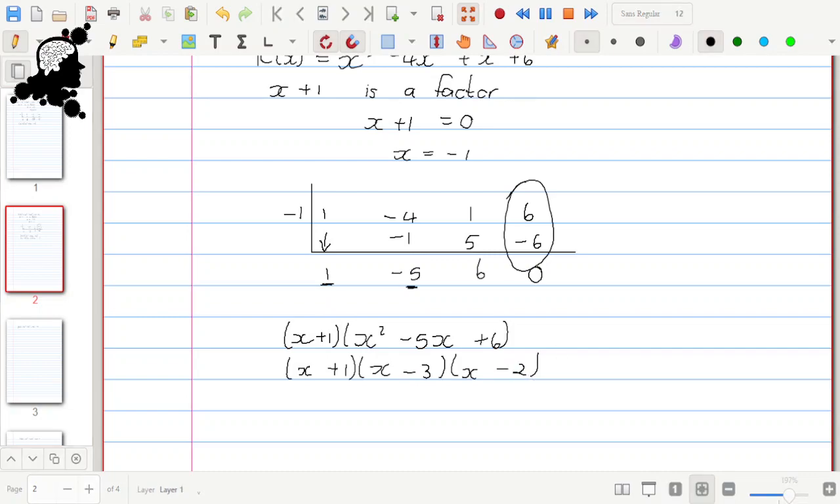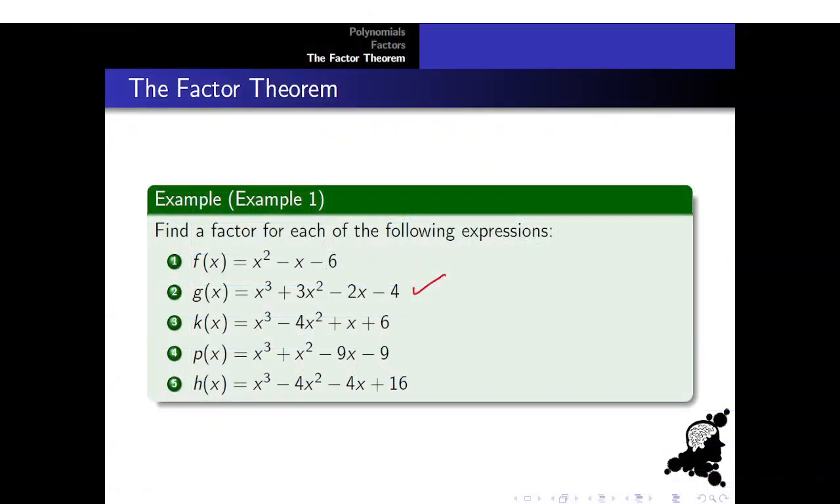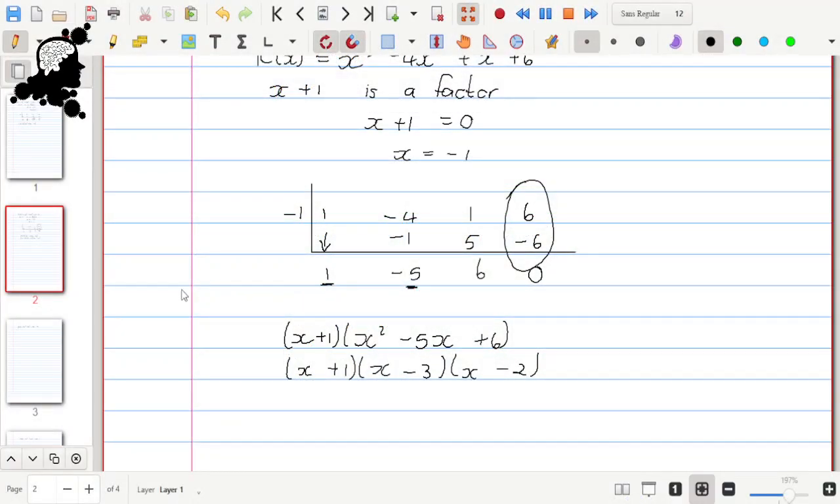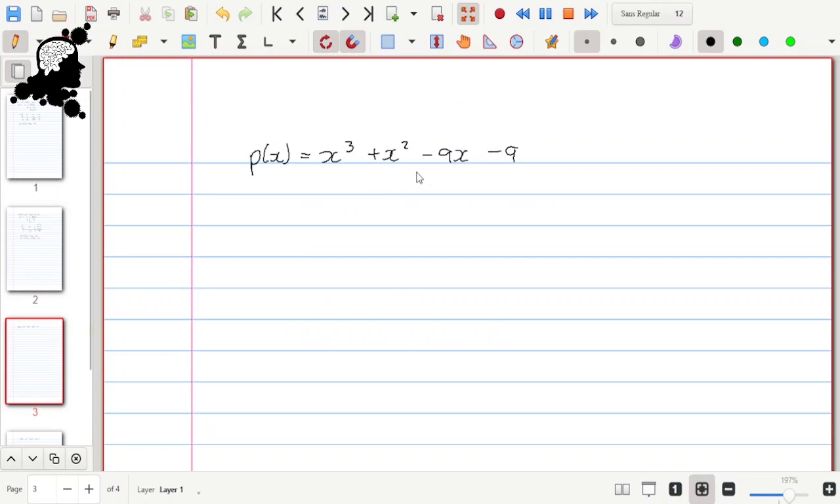Life is great. Let's look at the next question. So, we are done with this one. The next question says p of x is equal to x cubed plus x squared minus 9x minus 9. Let's go back to our writing pad. I've already written down the equation there. P of x is equal to x cubed plus x squared minus 9x minus 9.